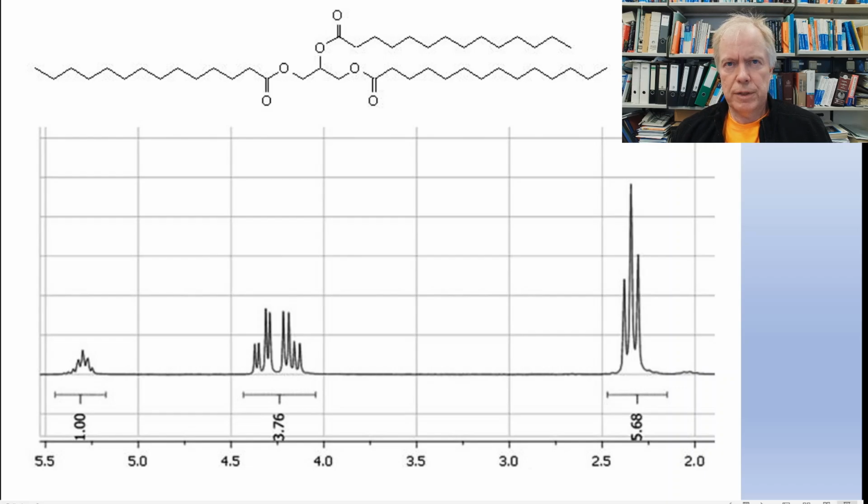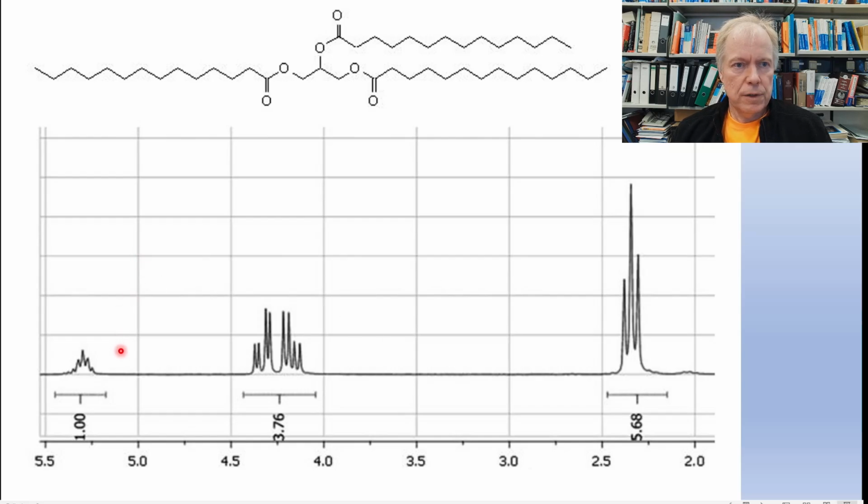Well, I say triplet type because this ester functionality, and therefore the CH2 group, is not chemically identical with the other two CH2 groups, but the difference in chemical shift is so small that they just seem to give one signal.